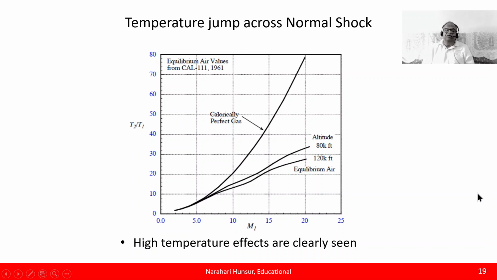The temperature jump, as I mentioned earlier, for calorically perfect gas, what we normally treat under atmospheric conditions, goes like this. For example, at a Mach number of 10, temperature increases 20 times, meaning if we are at sea level at 300 degrees Kelvin, 20 times that will be the predicted temperature, whereas in reality, it is not. As you go to higher altitudes, let's say 80,000 feet or 120,000 feet, with equilibrium air, you see a distinct reduction, or a lower prediction, of temperature.